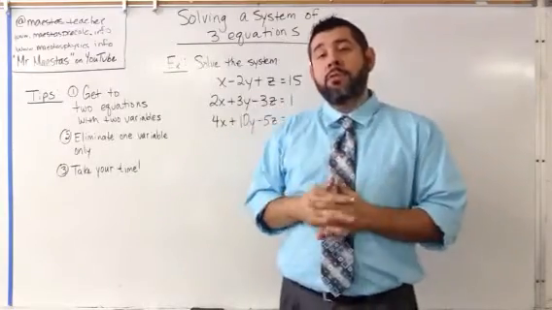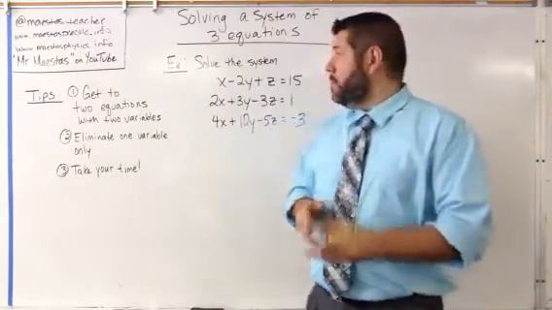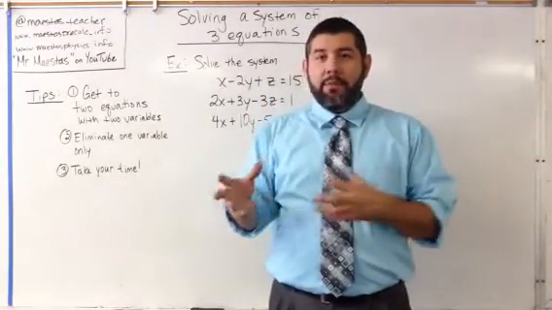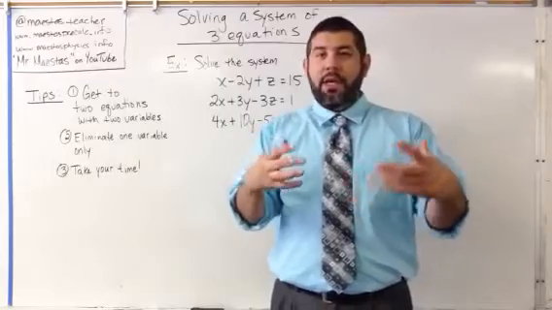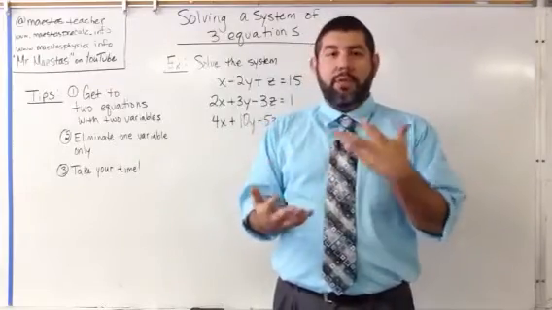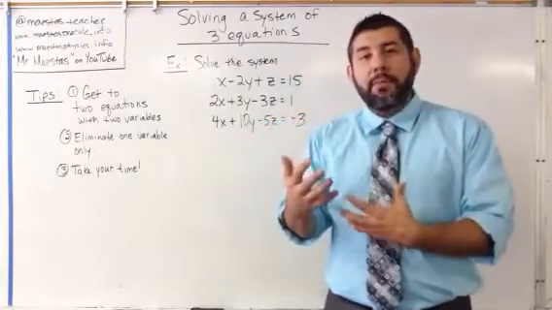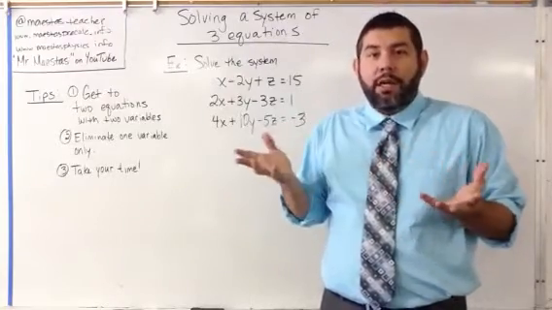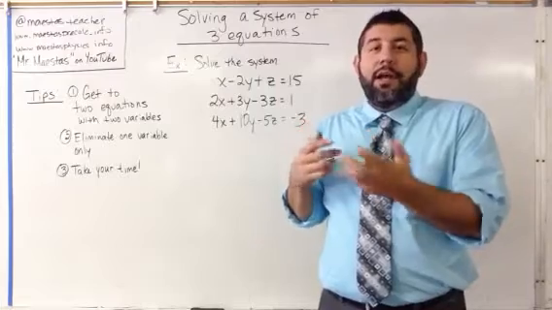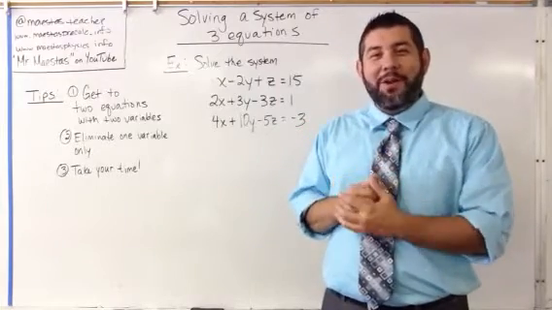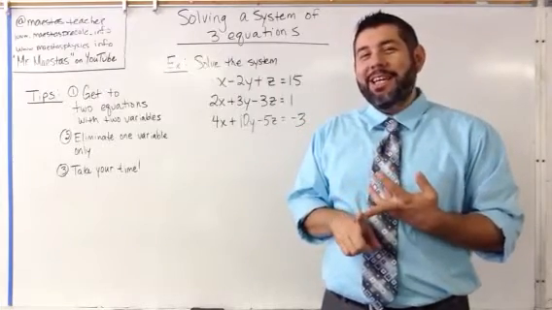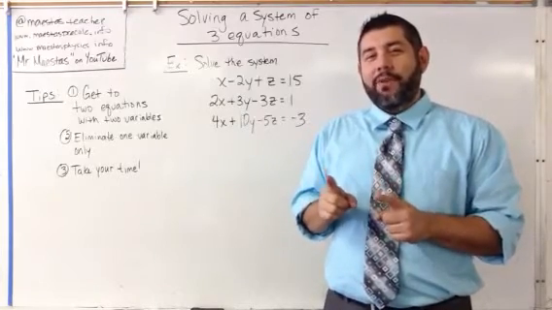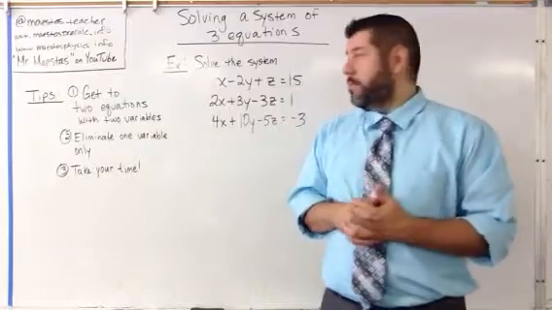A lot of times what students do is they try to eliminate different variables at different steps, and they get all confused and jumbled. If you just take it step by step and choose one variable, x, y, or z, it doesn't matter which, and eliminate that one and stick to that one. Eliminate that first, and then use that to solve the rest of them.